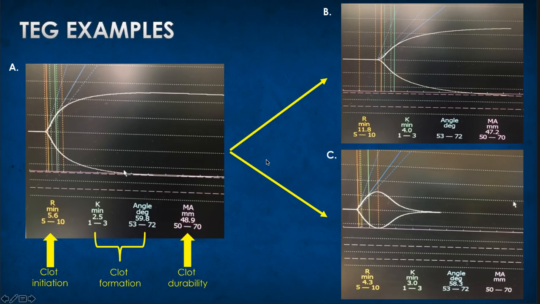So here in B and C we have some obviously different looking TEGs with some pathology. Here in TEG B, this is your R time. Okay, and if you look at the number, compared with your normal TEG, this is prolonged. So the K value is abnormal. Your maximum amplitude is decreased. So this is a lack of coagulation factors, also expressed here in the alpha angle and the K time.